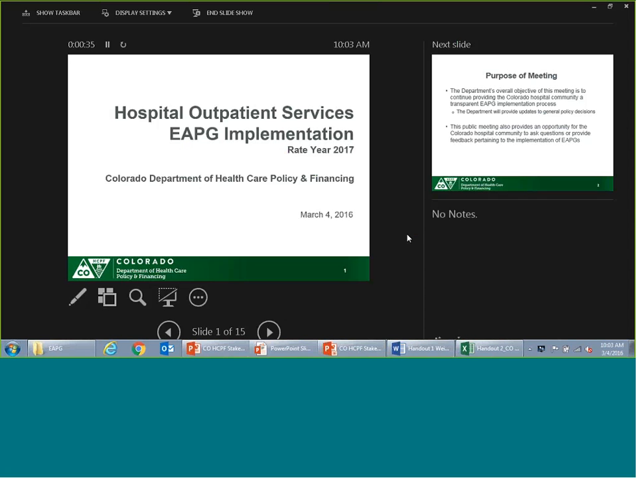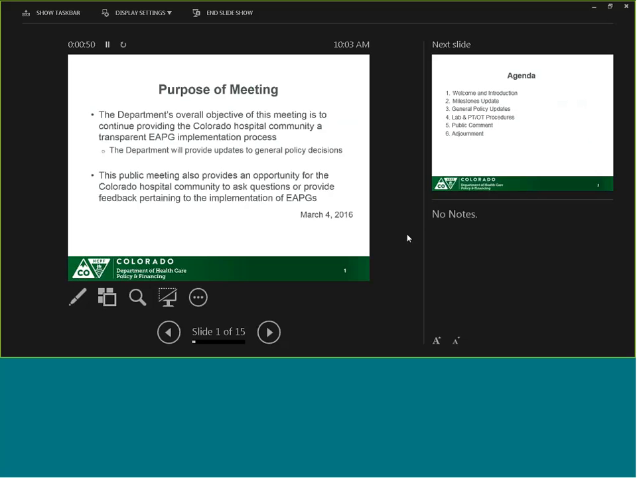Just for some additional background on EAPGs, in March of 2014, the department announced that it would be transitioning its outpatient hospital payment methodology from the current percentage charge system to the EAPG-based system. And we at the department have worked closely with Public Consulting Group, also known as PCG, as well as 3M to make this transition.